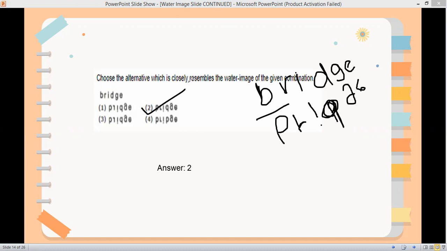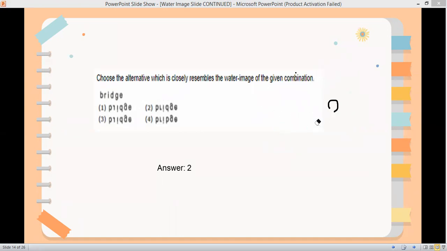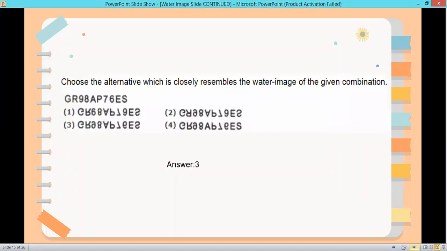Just start making the water image, it's very easy. So you will get the answers. Easy but important topic. You may have a few questions from this topic. Let's go through a few more examples. Okay, now this type of question is very important.